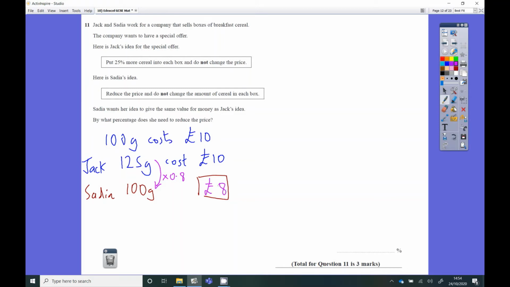But the question says, by what percentage does she need to reduce her price? Well, she's reduced her price by £2. It's gone from £10 reduced by 2 to £8. So what's the price reduction? It's the change of £2 divided by the original price of £10, turning that into a percentage. She's having to reduce her price by 20%.